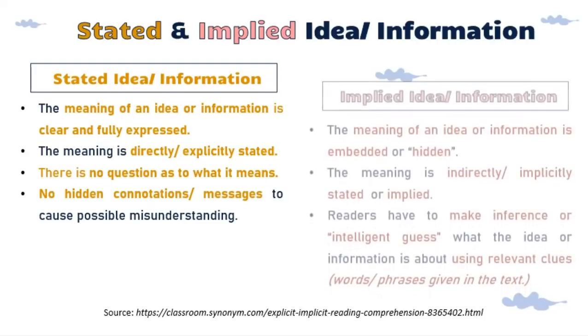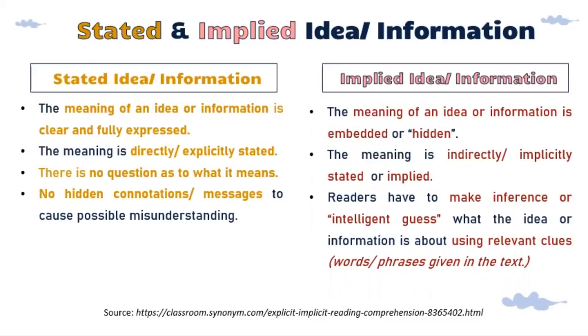It is different for implied idea or information. When you see a text with implied idea or information, it means that the meaning of the idea or information is embedded or hidden. When something is hidden, we have to find it. The meaning is indirectly or implicitly stated or implied. Basically, you have to read between the lines. As readers, we have to be able to make inferences or intelligent guesses about what the idea or information is about using relevant clues such as words or phrases given in the text.